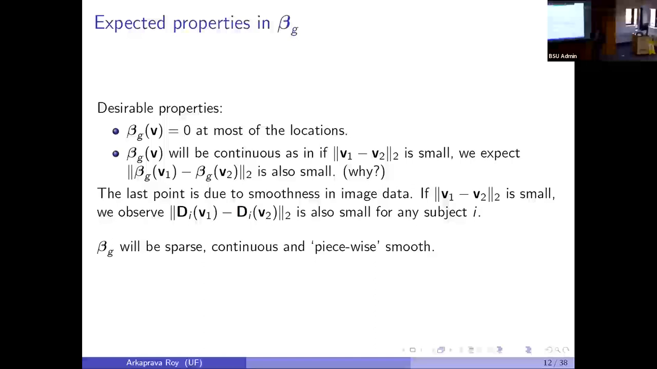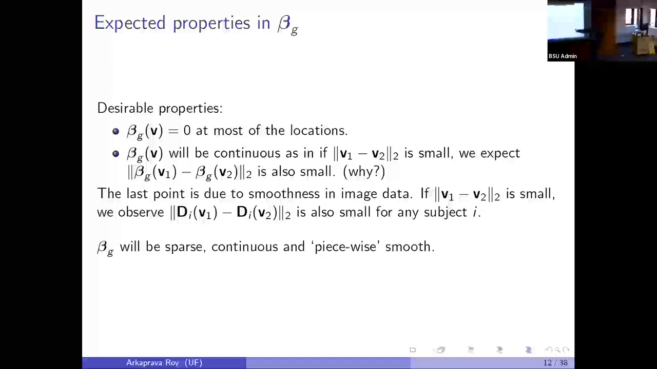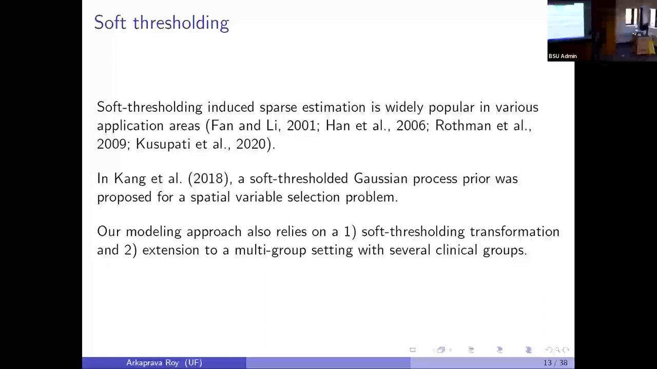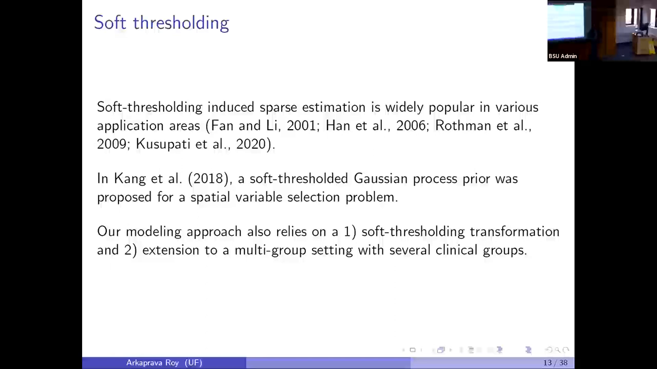Now, to ensure this piecewise smoothness, I'll use this soft thresholding type sparsity. This has been used in the frequentist setting in various problems. Recently, soft thresholded Gaussian process has also been used in spatial variable selection. Our approach also uses this structure, and we use it in a vector valued situation, as well as further extend it for a multi-group setting. And I'll discuss the motivation behind that.